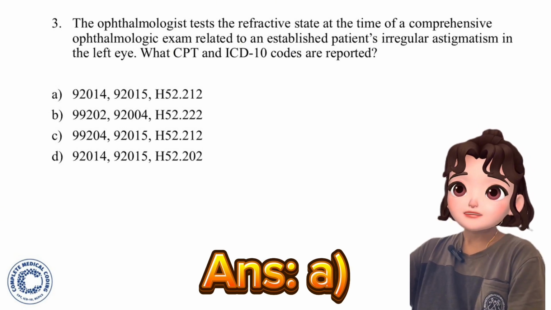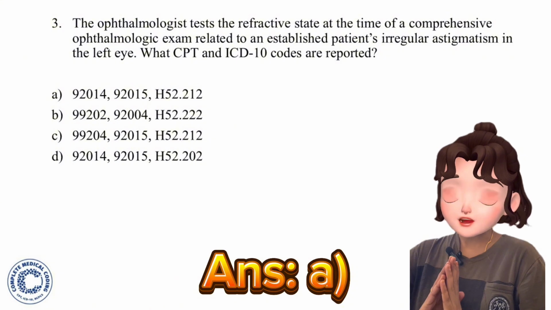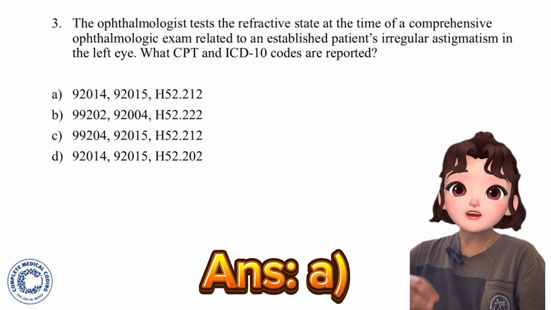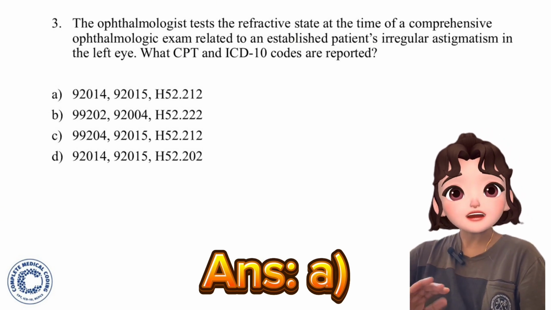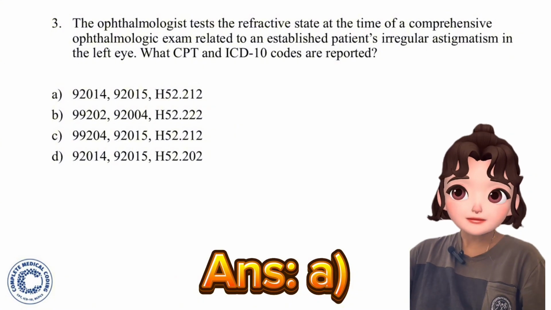I'm just repeating: if there is a direct code for an ophthalmologic office visit, you have to code only that and don't code the E&M code for ophthalmological services.